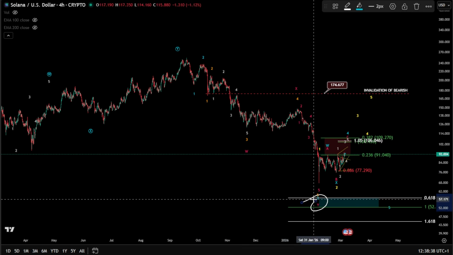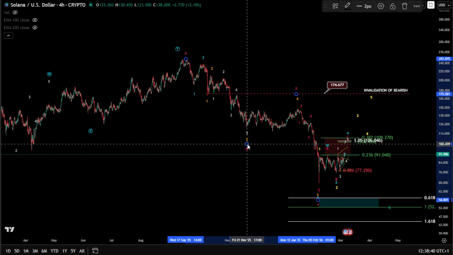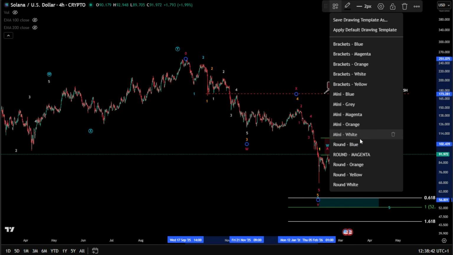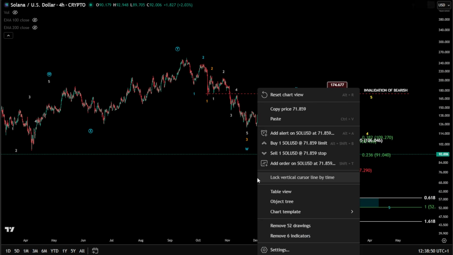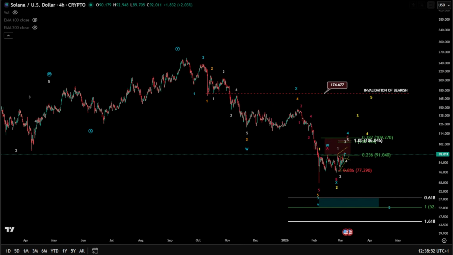But be careful, the wave Y is always tricky. It might, of course, always unfold something very bullish before we realize. Yeah, so this is what wave Y normally does. Yep, so this is regarding the Solana thing.